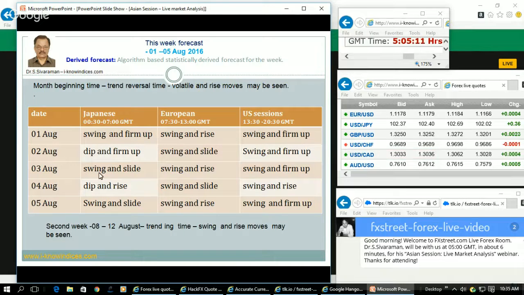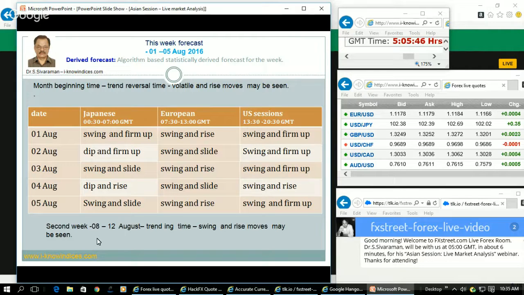Then day after tomorrow, they are expected to make the swing and slide during the midweek, and then swing and rise during the European and the US session. And on Thursday, they are expected to make either way stop-ins, dip and rise, then swing and slide, then swing and rise move. Then on Friday, they are expected to make a swing and slide to start with to induce the long holders to liquidate the long positions and then try to gain the levels during the European session for the non-farm payroll and then continue to gain the levels during the US session.